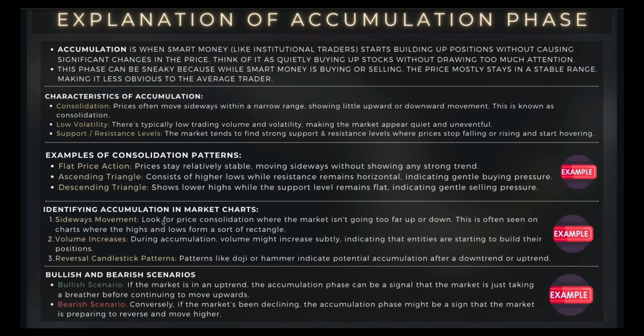Number 1, sideways movement. Look for price consolidation where the market isn't going too far up or down. This is often seen on charts where the highs and lows form a sort of rectangle. Number 2, volume increases. During accumulation, volume might increase subtly, indicating the entities are starting to build their positions. And number 3, reverse candlestick patterns. Patterns like a doji or hammer indicate potential accumulation after a downtrend or uptrend.